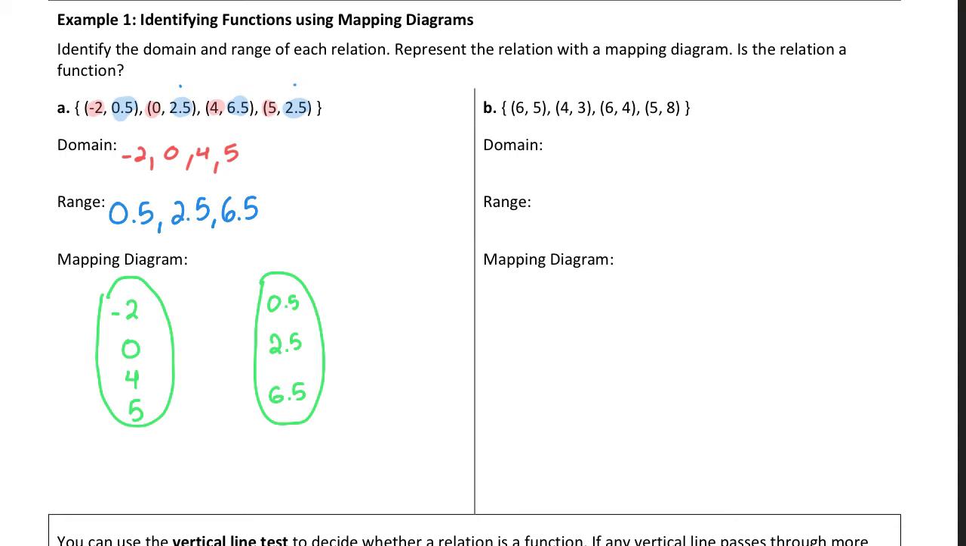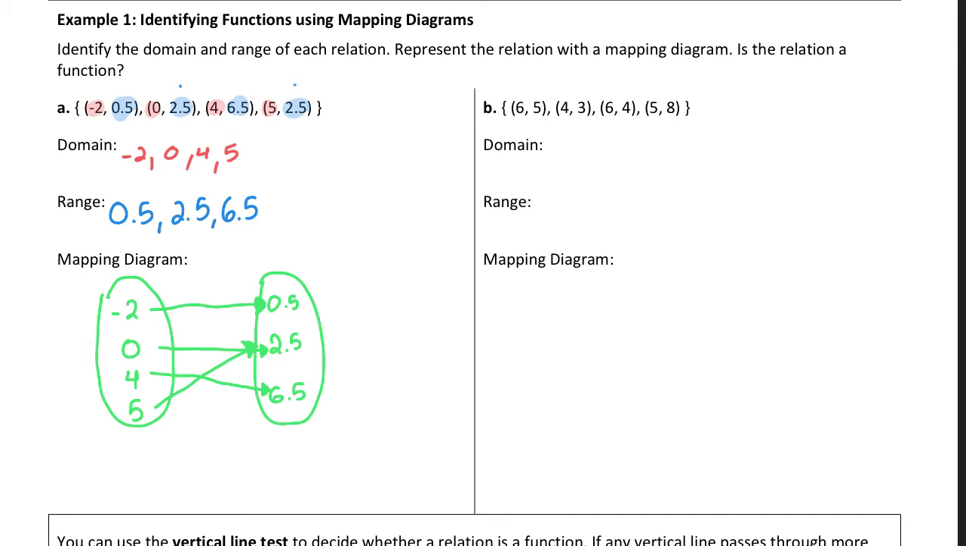So -2 goes to 2.5, or sorry, -2 goes to 0.5, the first number on my list. So I'm just going to draw an arrow from -2 to 0.5. 0 goes to 2.5. 4 goes to 6.5. And then 5 maps to 2.5. Okay, so this is a relation.